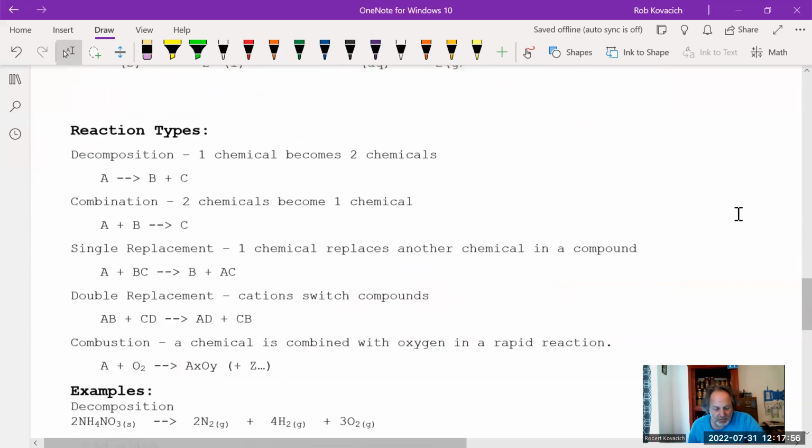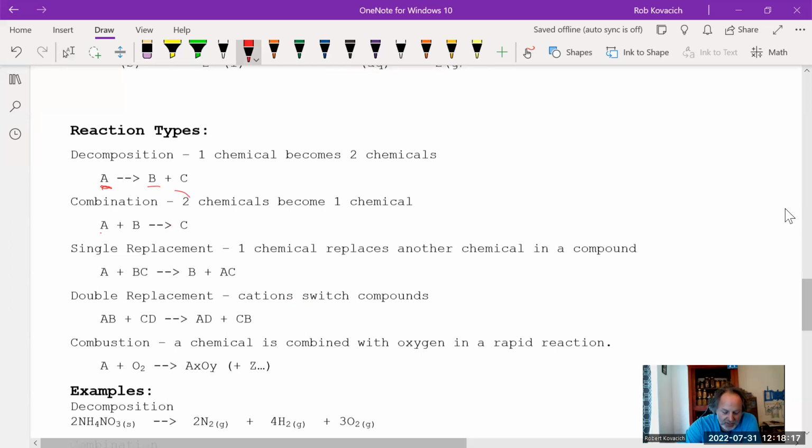All right, the last thing we'll talk about with this video is types of chemical reaction. So we'll talk about 5 types and then a subtype. So the 5 types are decomposition, combination, single replacement, double replacement, and combustion. So a decomposition reaction is where one thing becomes 2 or more things.